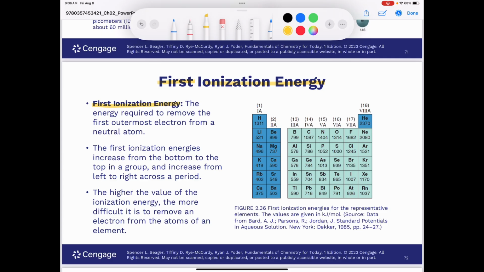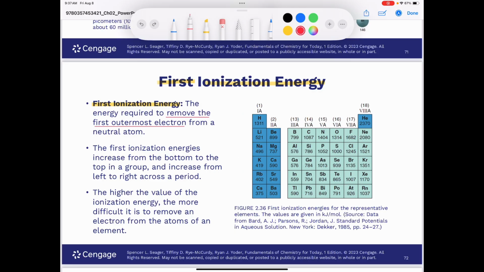And if you're like, what is an ionization energy? It's the energy required to remove the first outermost electron from a neutral atom. So if you take the first valence electron and pull it off of the atom, okay? So it's removal, taking an electron away, the first outermost electron from an atom. That's what the first ionization energy is. And so it always costs you energy to pull an electron off of an atom. So you see that all of these values here, all these numbers are positive, okay?